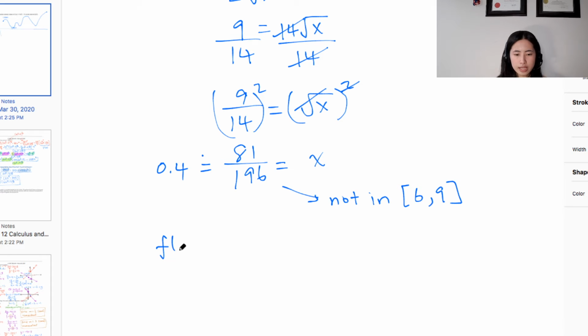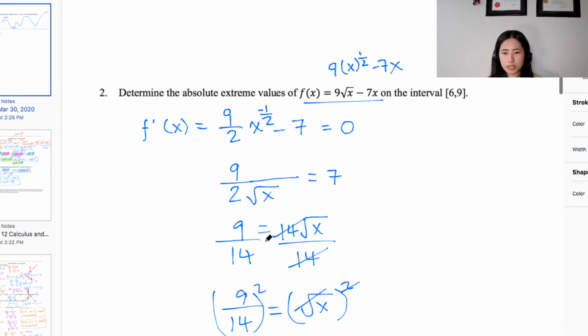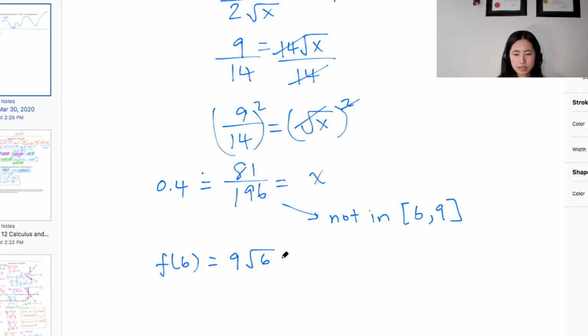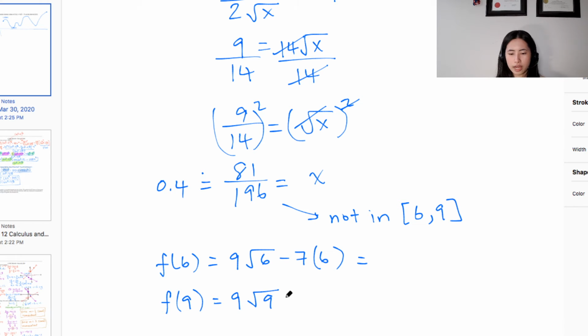Okay, so f of 6. We said it was 9 square root of x minus 7x, so 9 square root of 6 minus 7 times 6. We're looking for this value when x is equal to 6, and when x is equal to 9, so 9 square root of 9 minus 7 times 9. The only reason why we're doing this is because your extrema does not fall between 6 comma 9.